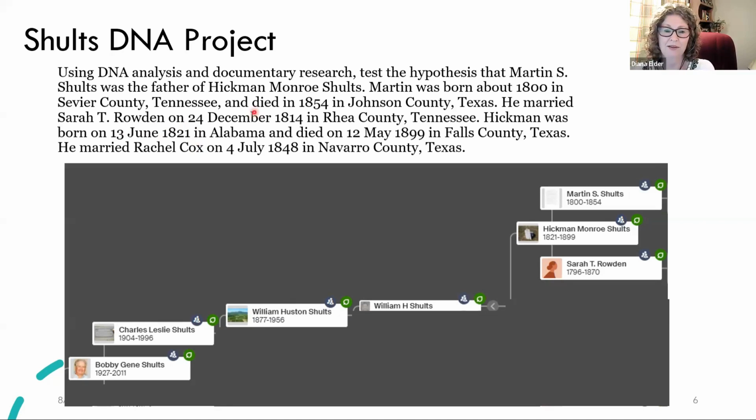I put that this was a hypothesis because I hadn't proven this, and I wanted to use DNA analysis. Now, reading back over this, I realized I could have written that he was the biological father. For some reason, I didn't put that in there. If I was to go back and rewrite this, I would add that.